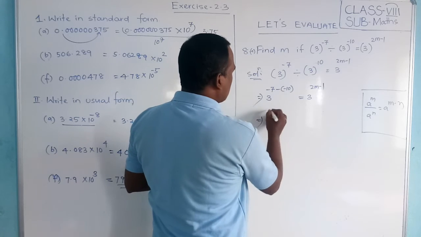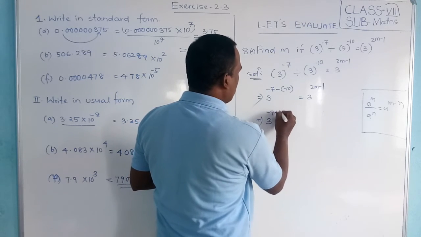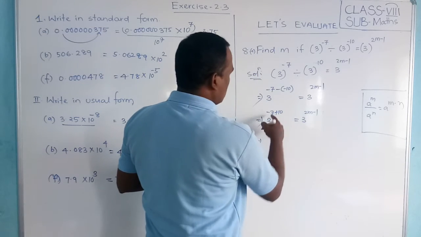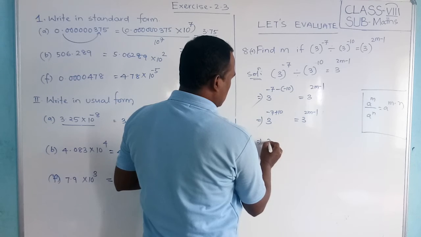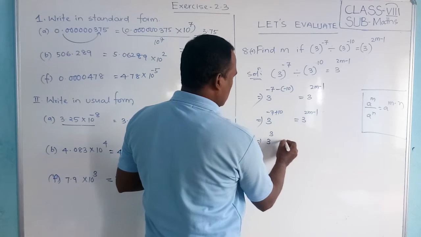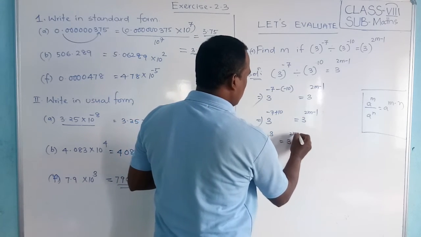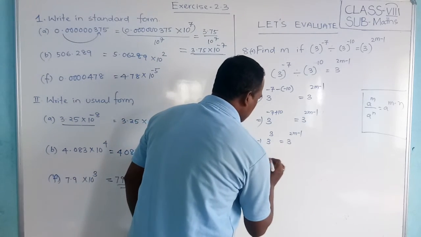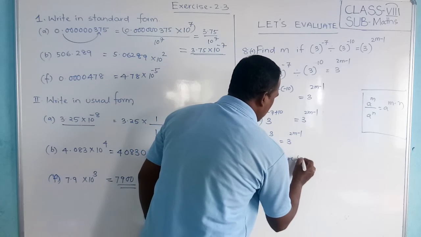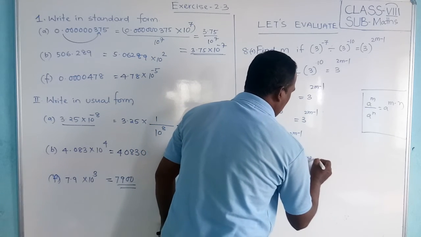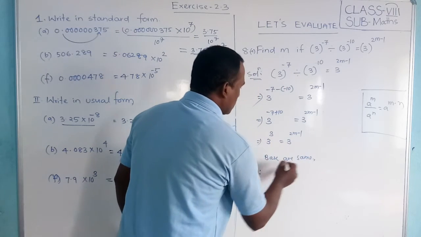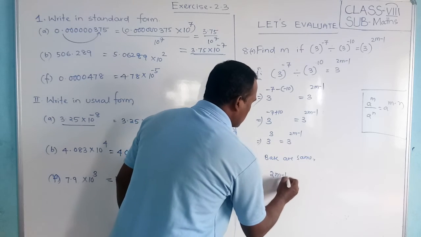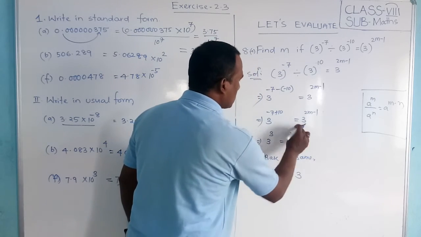3 power minus 7, here minus plus 10, is equal to 3 power 2m minus 1. How much came, friends? 3 power 3 is equal to 3 power 2m minus 1. Now the base is the same, so the powers are equal. Hence, the bases are the same, so the powers are also equal. So 2m minus 1 is equal to 3.